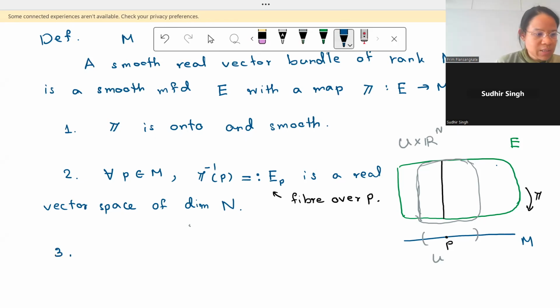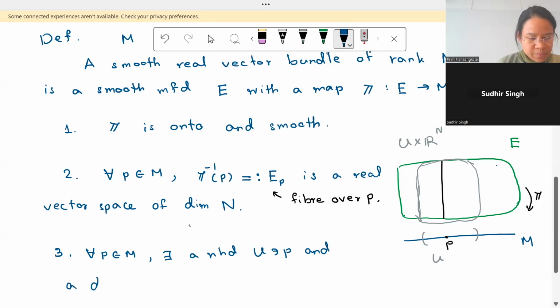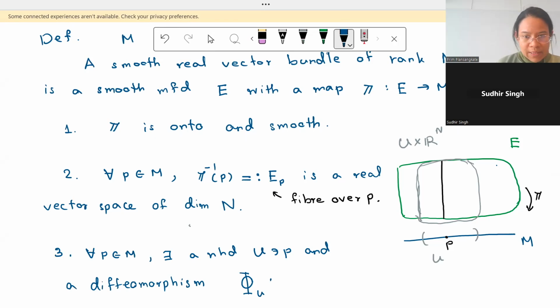So 3 is that, again, for each point P in M, there exists a neighborhood U containing P and a diffeomorphism phi, and I just put a subscript U to say that this is associated to U. So this maps the pre-image of U to the product manifold here.